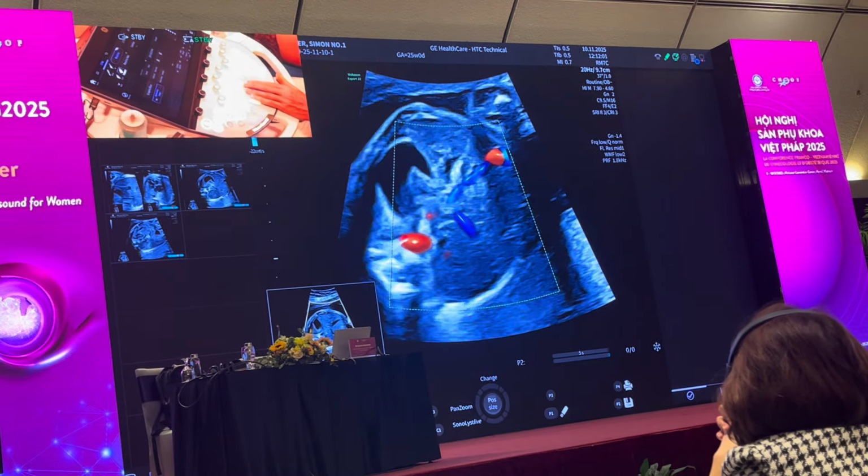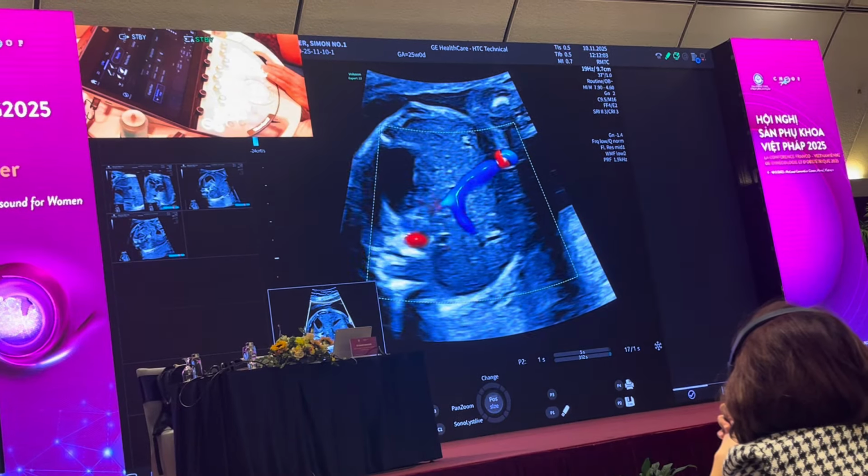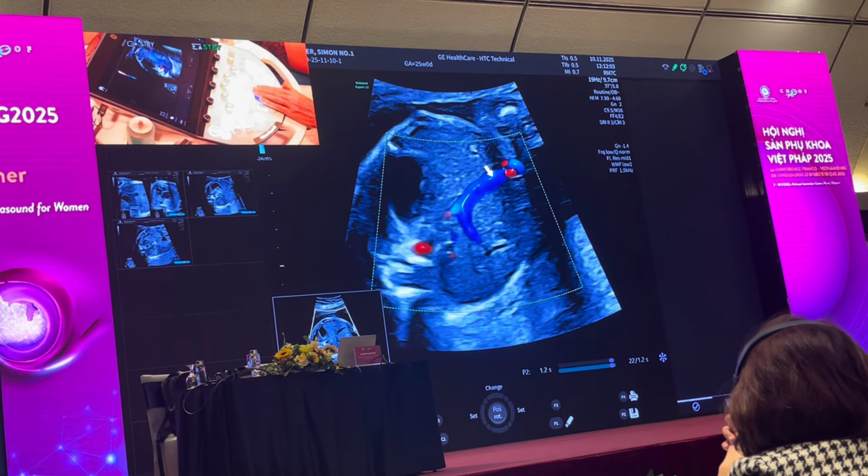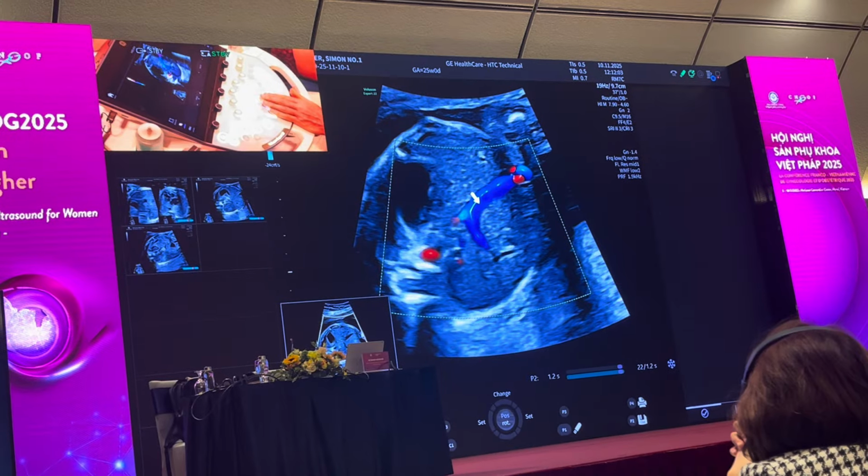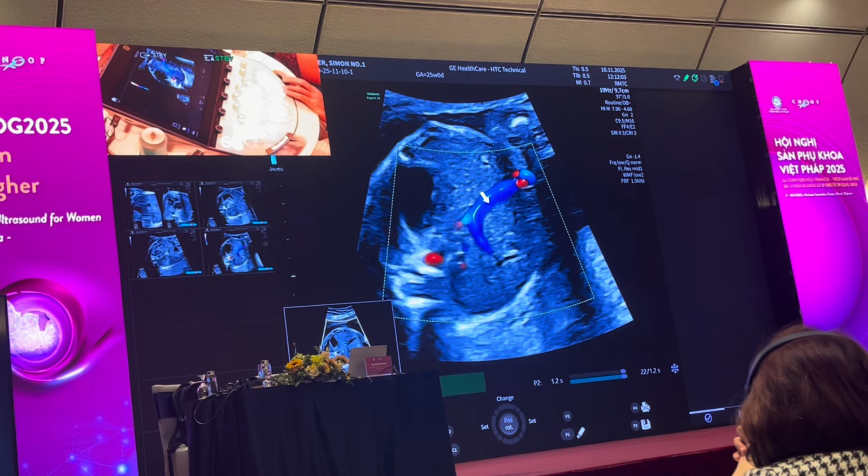Next, we move to color Doppler, and on color Doppler, I see the J hook of the intrahepatic vein curving away from the stomach. It's telling me the baby does not have a persistent right umbilical vein.